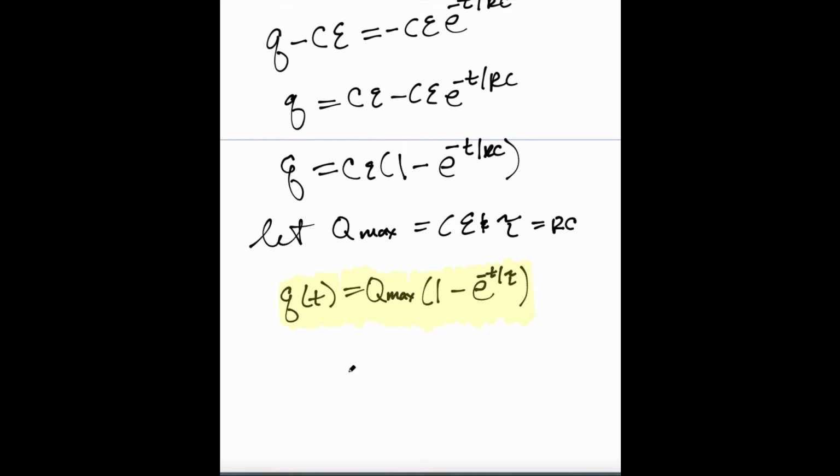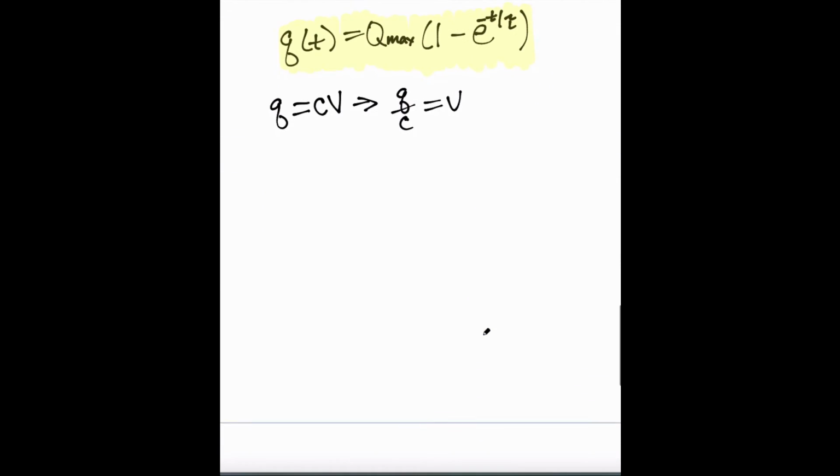Okay, so remembering that Q equals C times V, which means that Q over C is V, we can actually take our yellow expression, which is quite lovely. We can divide the entire thing by C, or both sides by C. So Q over C equals Q max over C, and we still have the 1 minus e to the negative t over tau. So that's not going anywhere.